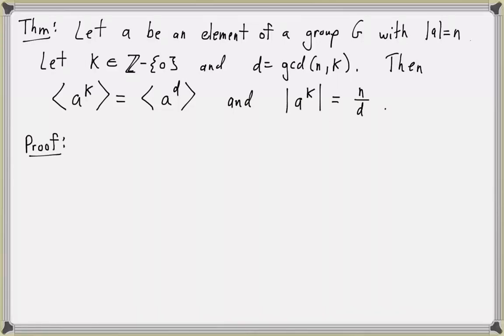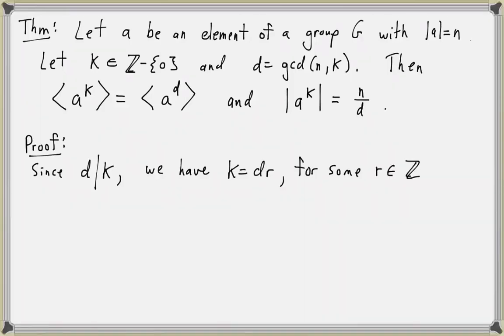Well, we assume that d is the greatest common divisor of n and k. So therefore, d divides k. d is a divisor of k, and since d is a divisor of k, we can write k as an integer multiple of d. So we have k equals d times r for some integer r. Then we can write a to the power k as a to the power dr, which is a to the d raised to the r power. So we see that a to the power k is equal to an integer power of a to the d.